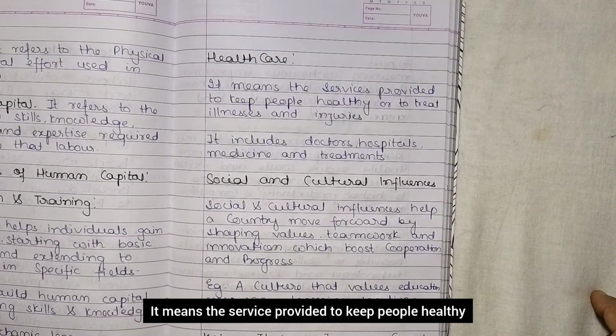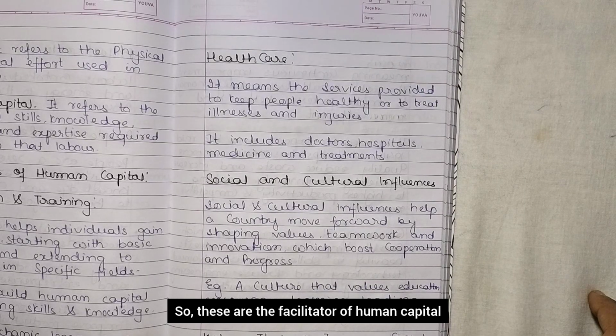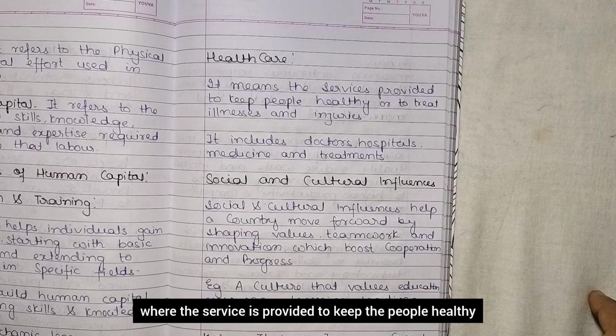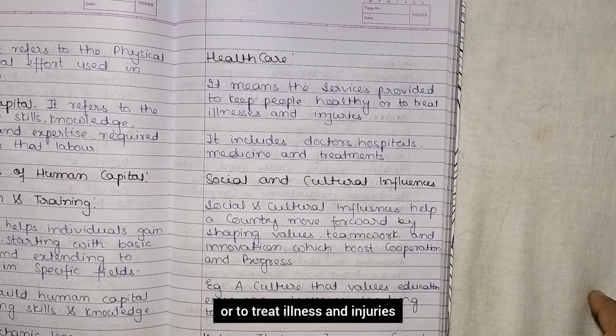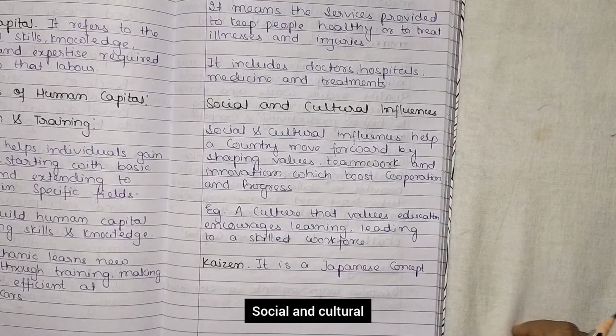Healthcare. It means the service provided to keep people healthy or to treat illness and injuries. It includes doctors, hospitals, medicines and treatment. So these are the facilitators of human capital. Healthcare is also a part where the service is provided to keep people healthy or to treat illness and injuries. Now, social and cultural influence.